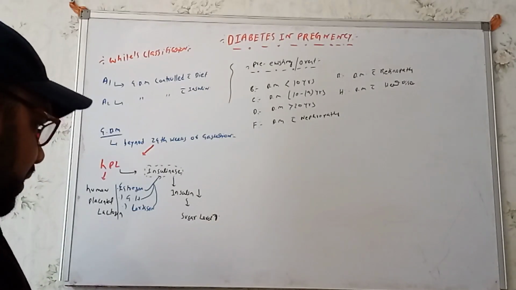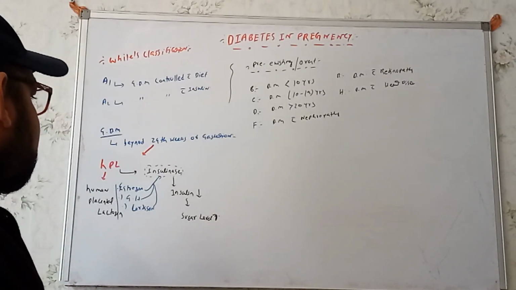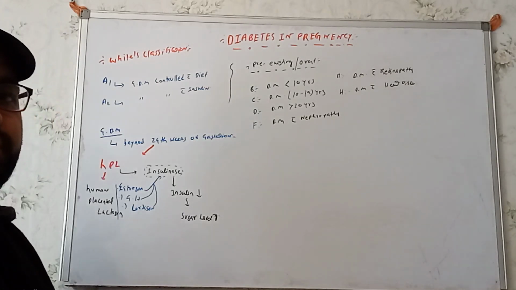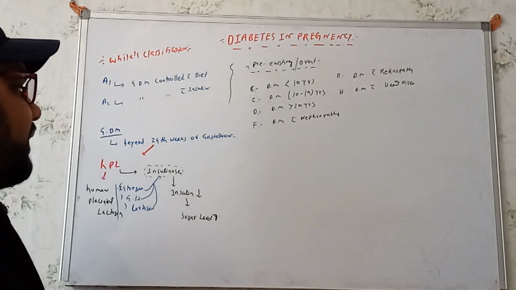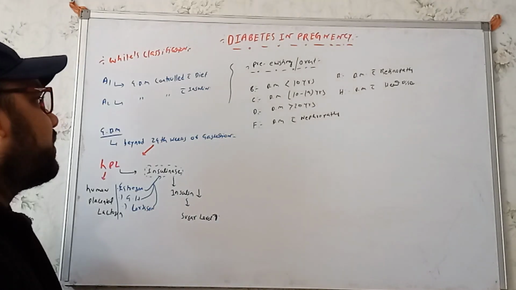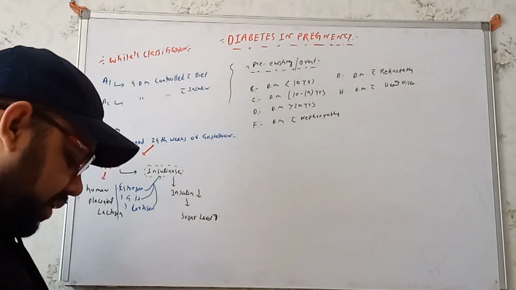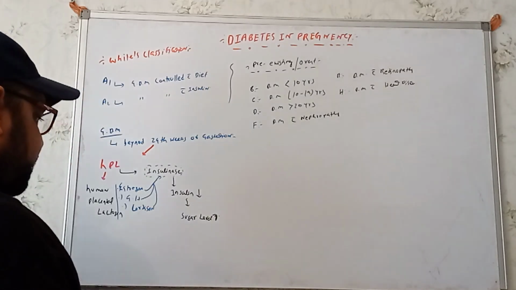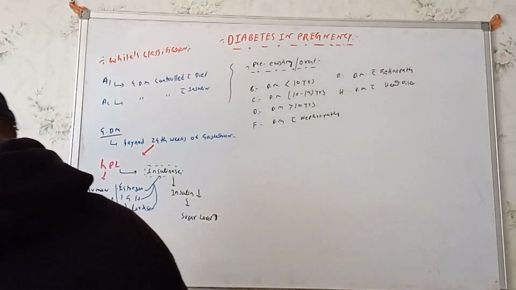Now, there are many classifications as far as the diagnosis is concerned. At first I'll go for the screening test for gestational diabetes mellitus. So how can we do the screening test for it?